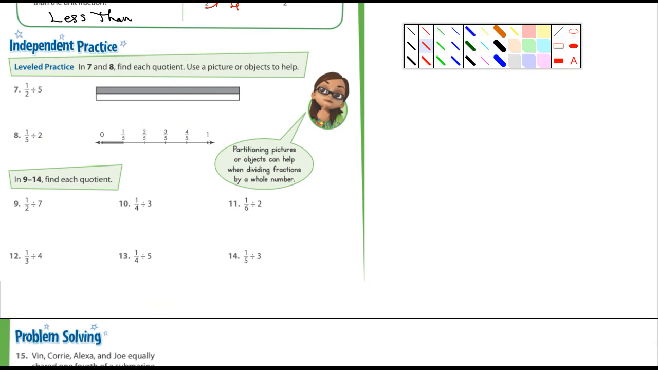Let's see here. In 7 and 8, find each quotient. Use the picture or objects to help. You can use them to help if you want. You guys should be able to do 7 and 8. I don't need to help you with those anymore. And 9 through 14, yeah, you can do these. Number 14, what's 14 here? 1/5 divided by 3. What's 5 times 3? That's 15. So it's 1/15. Because think about it. It's a fifth of something, and that's being further divided into three ways or 3 parts. All right? All right, let's go to the problem solving.